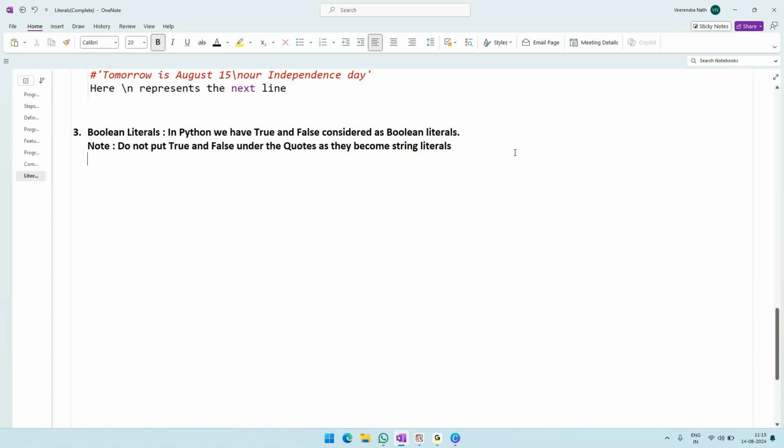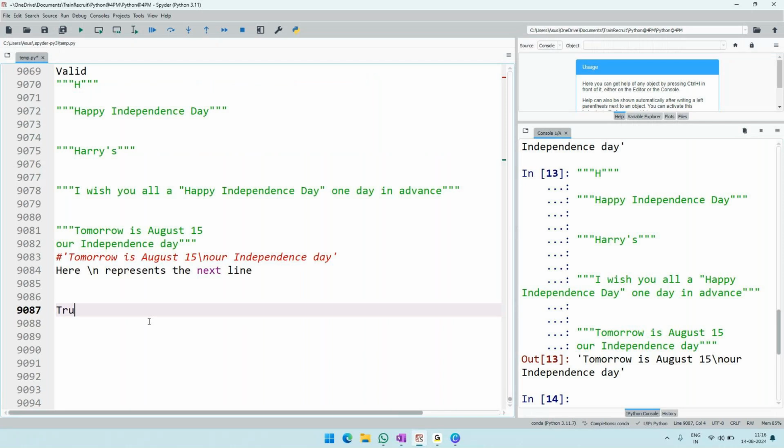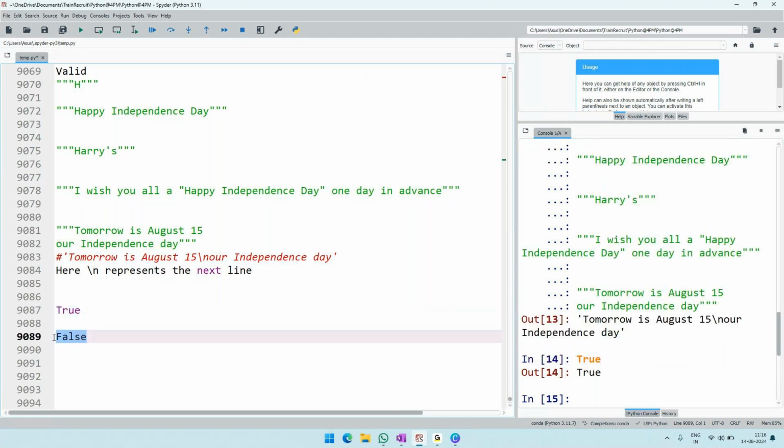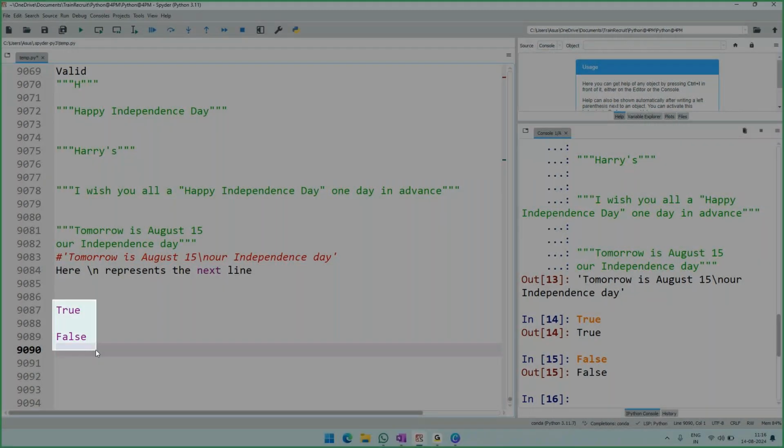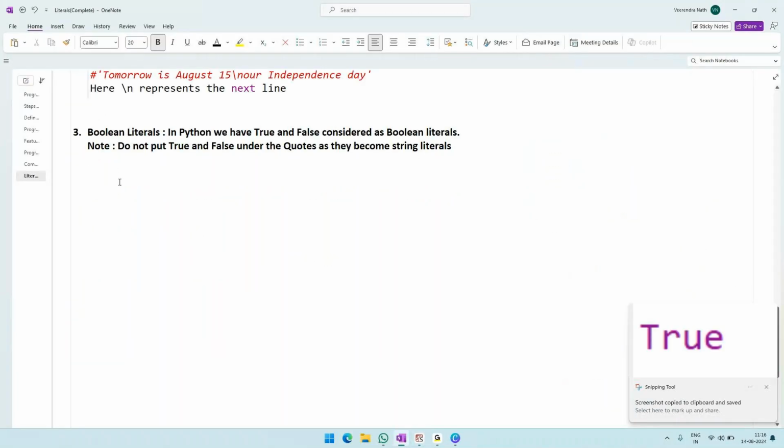Now, simply you can say true here and false here. So in this way, you are looking at true and false. Only two values, true and false. We'll be using them later. How we use it and all we will understand later.